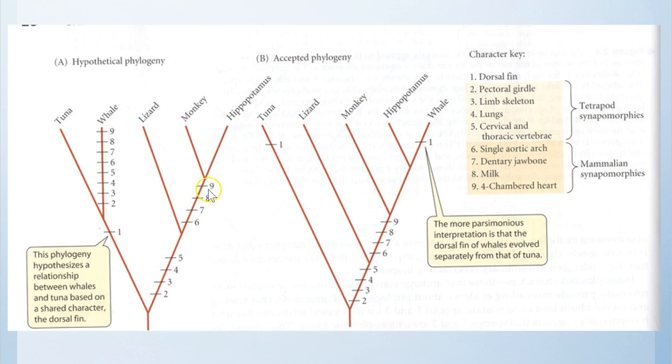This is not the best hypothesis, right? It is more likely that all of these traits that these guys share arose in these groups, and that whales are in fact not closely related to tuna. They're more closely related to the hippopotamus than they are to anything else. And that makes more sense because we get what's called parsimony, right? The most parsimonious trees are the ones that have the least repetition of traits, okay?